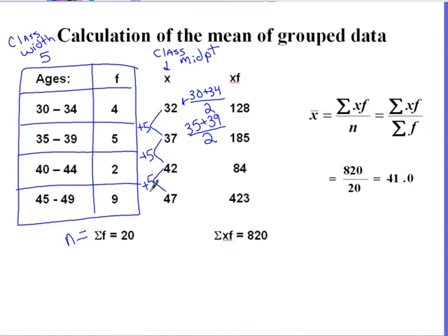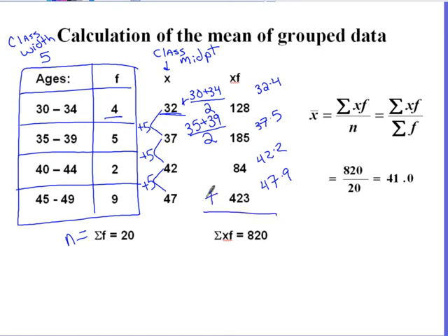After that, I'm going to take each x times its frequency. So to get this 128, I took 32 times 4, because 32 is my class midpoint and 4 is my frequency. Did the same thing to get 185: I took 37 times 5, 42 times 2, 47 times 9 gives me those 4 products.